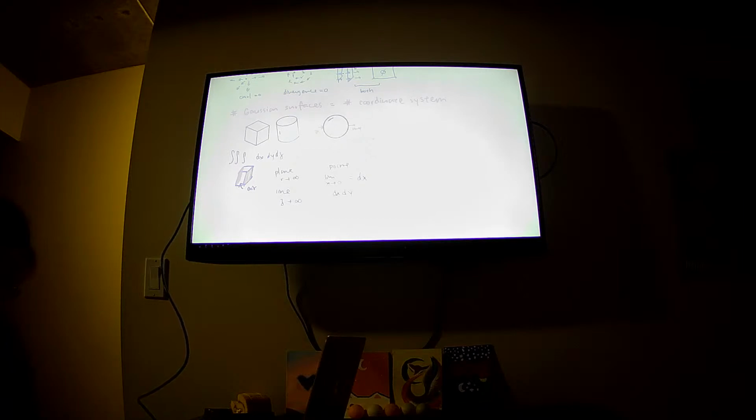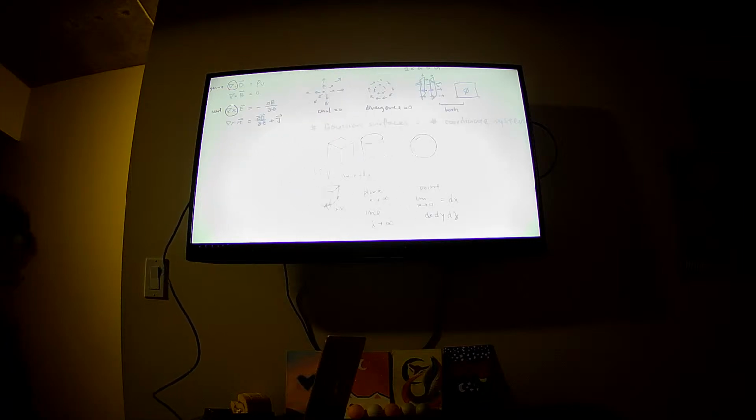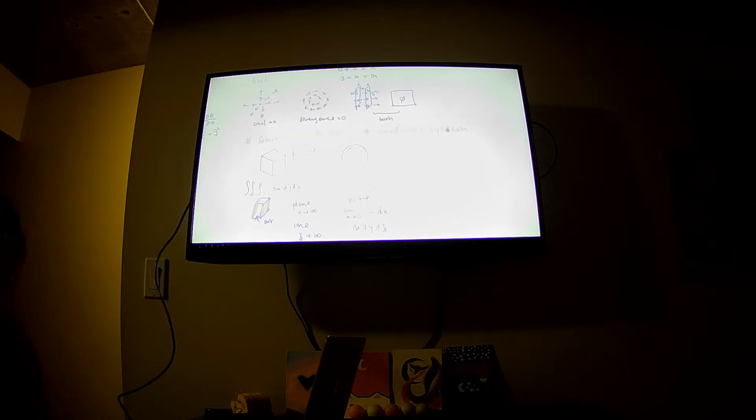So now let's say we're trying to observe divergence. Let's say now we're trying to devise something for curl. How do we tell if something is curly?